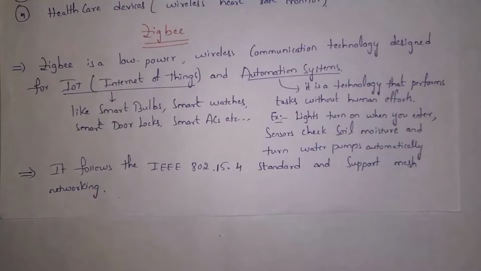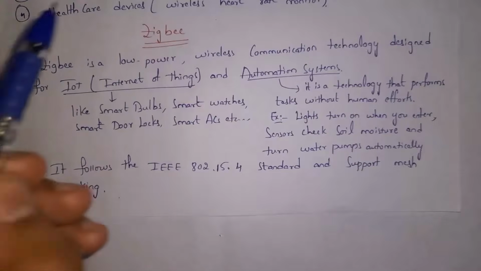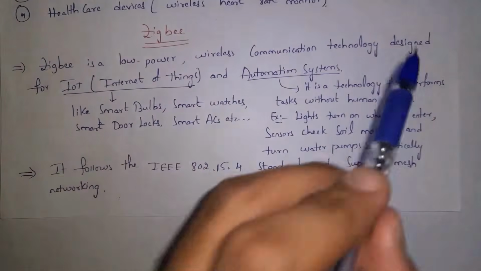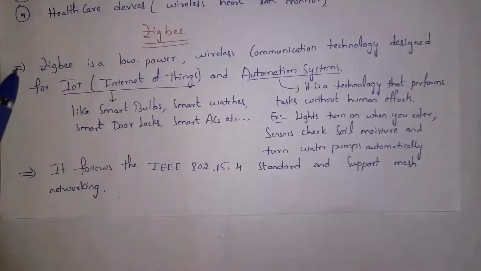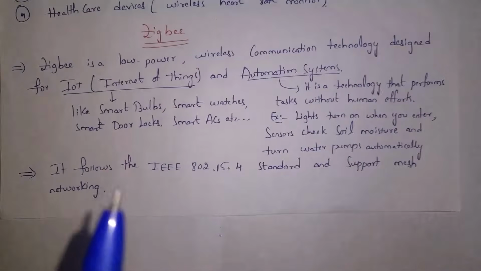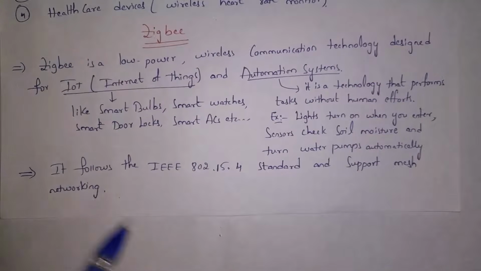Next, I will explain what is Zigbee. Guys, same like Bluetooth, Zigbee is also a wireless communication technology. Zigbee is a low-power wireless communication technology designed for IoT and also for automation systems. We'll use Zigbee technology in IoT. For example, if you consider smart lights, smart watches, smart doors, all these devices work based on Zigbee technology.